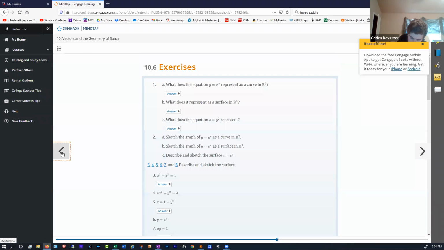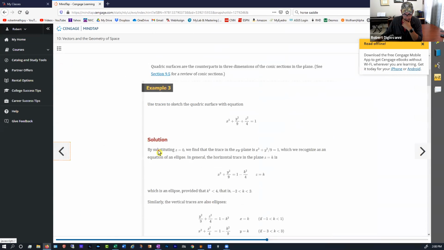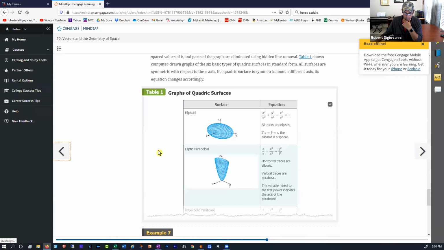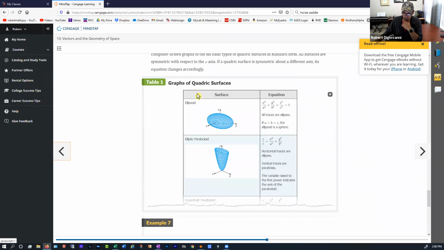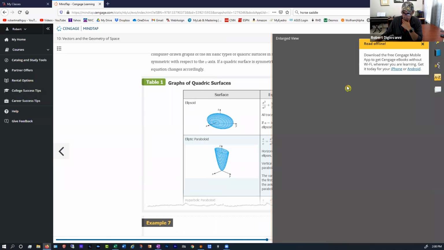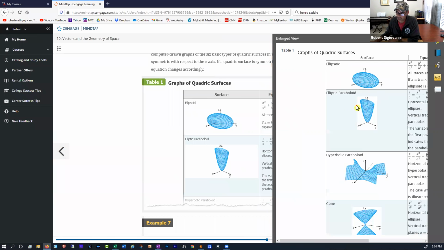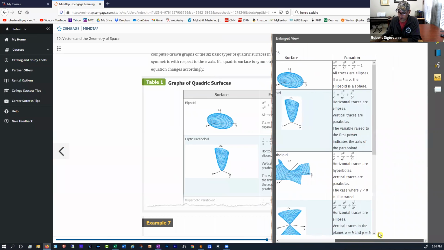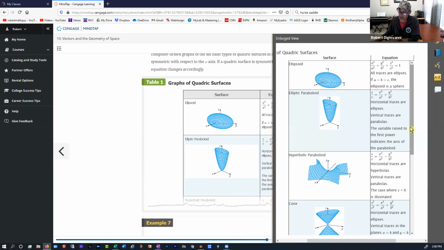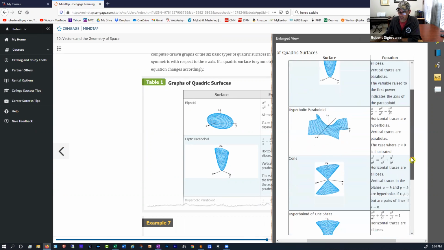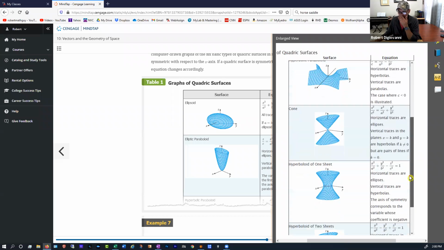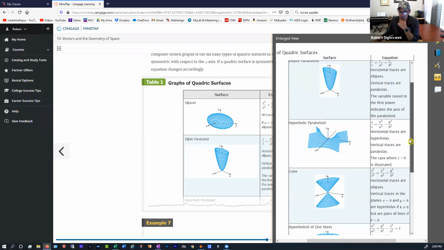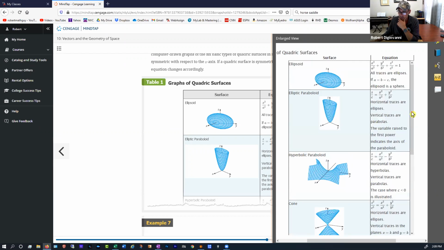All right, so here we go. Let me get to this here. In the ebook, where is it? Okay, right here, table one. Wow, it's not letting me. Wow, okay, so this table gives you a summary of all of the different things we can have. It doesn't have a sphere in here. But here it is. So let's use this to see if we can figure out what's going on here.